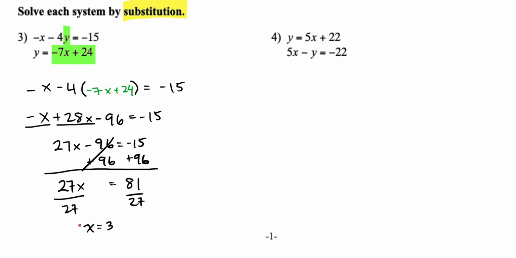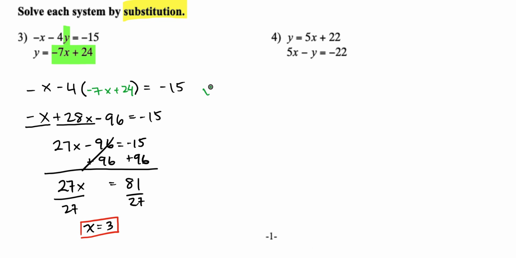That is part of my final answer, so I'm just going to put that in a box, but this is not my complete final answer, right? When we have a system of equations, we have an x and a y, so my final answer should have an x and a y. So I'm going to go back into one of my equations. I'm going to choose the second one because my y is already by itself.